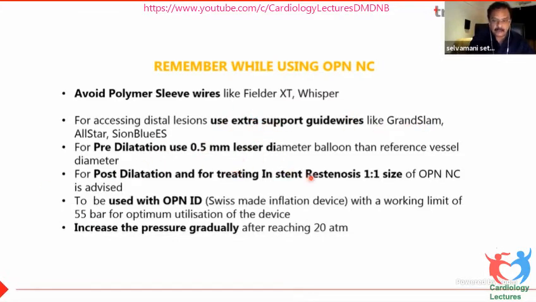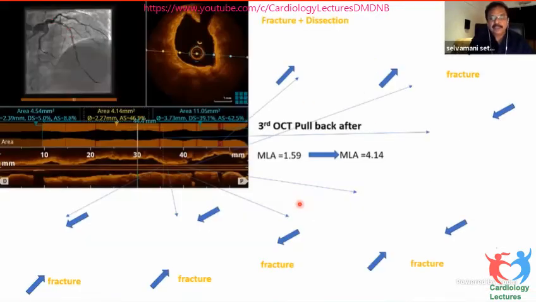As I already told you, when you are using it for post-stent or in-stent restenosis, use it as 1:1. And if it is for pre-dilatation, use it one size lesser. It is to be used with a specific inflation device where you can take the atmospheres up to 55. Our usual inflation device does not have so much pressure. Usually it stops at 30, but here it has up to 55. And beyond 20, you increase the pressure slowly. So these are some of the recommendations for the OPN NC balloon.